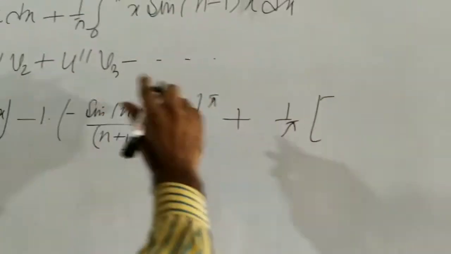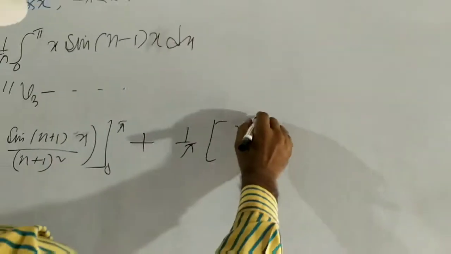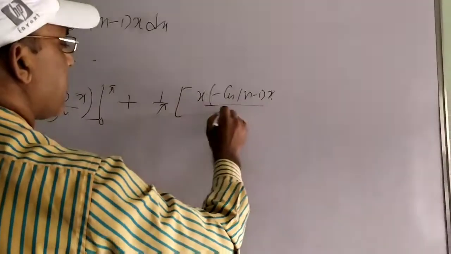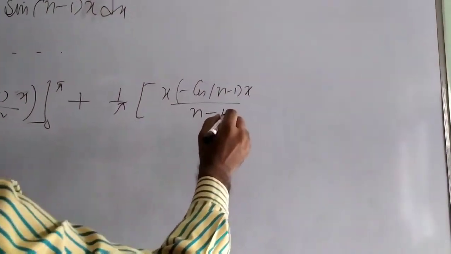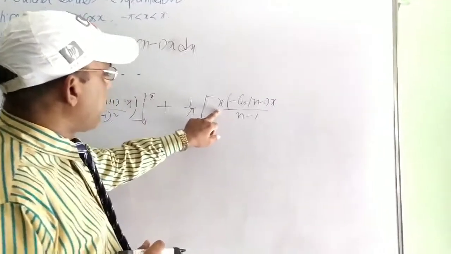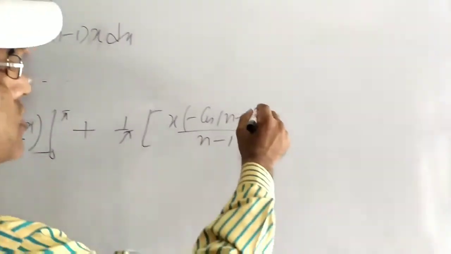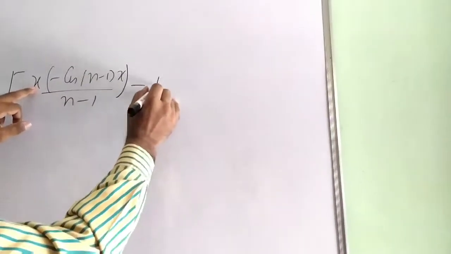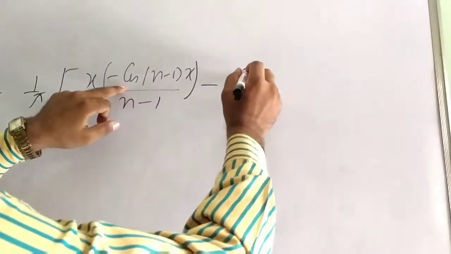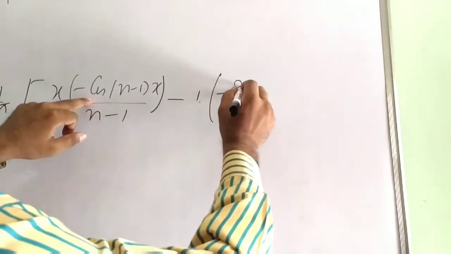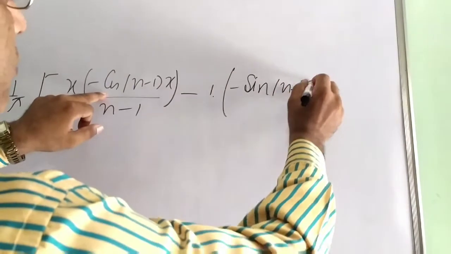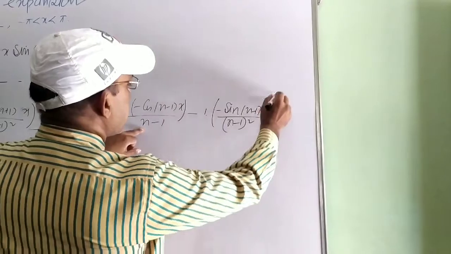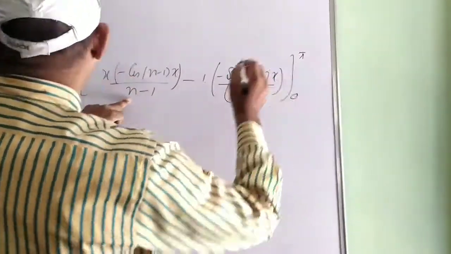Here also using the same formula. x, integration of sin means minus cos (n minus 1) x by (n minus 1). This is x in the uv formula. Integration of sin means minus cos, and again d/dx of x is 1. Integration of cos means sin (n minus 1) x by (n minus 1) and (n minus 1), so (n minus 1) whole square, and the limit is 0 to pi.